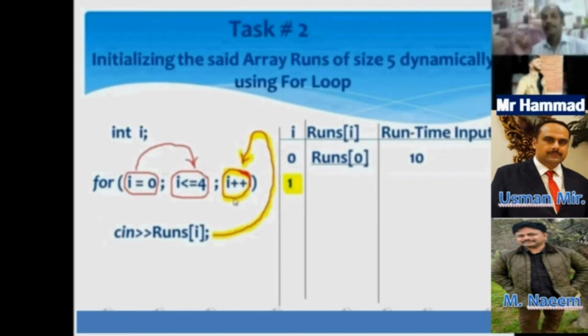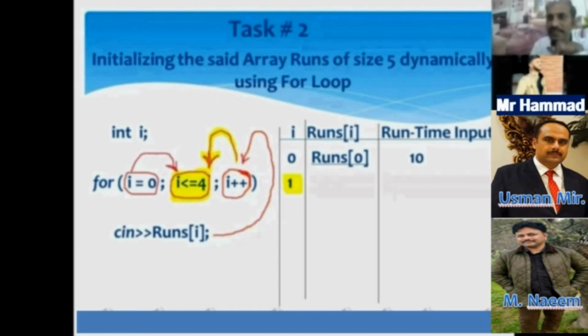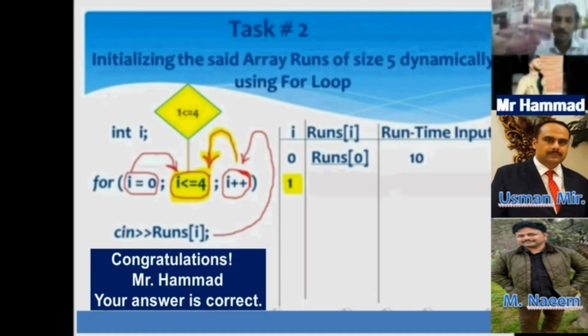After the increment statement's execution, the control of execution will be shifted to the condition statement. All right. What is the current value of I in the memory? Sir, 1. What is the condition over there? Sir, I is less than or equal to 4. And if we place the value of I in the condition, what will it become? Sir, 1 is less than or equal to 4. Okay, now tell me whether this condition is true or false. Sir, true. Okay, true.